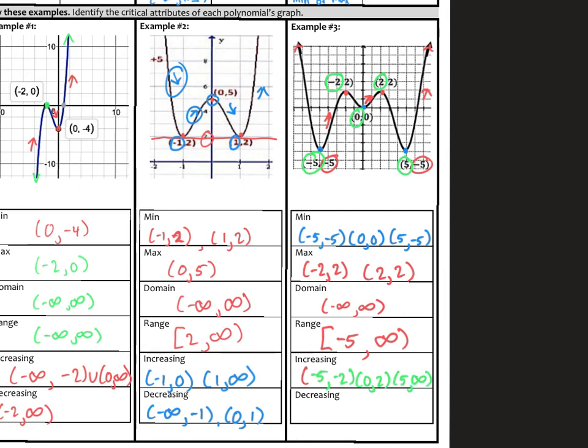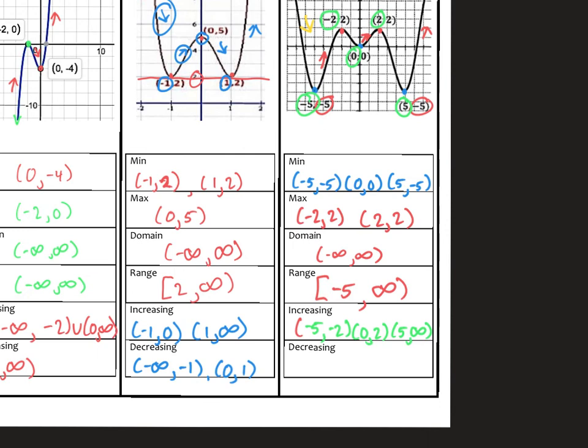Okay, then we have our decreasing, -infinity to -5. Then we decrease from -2 to 0. And then we decrease from 2 to 5.